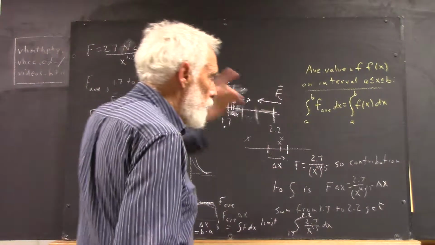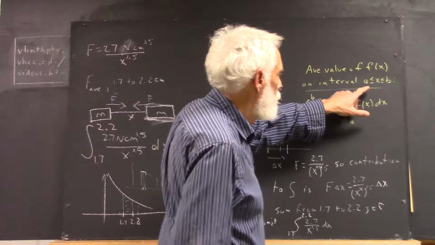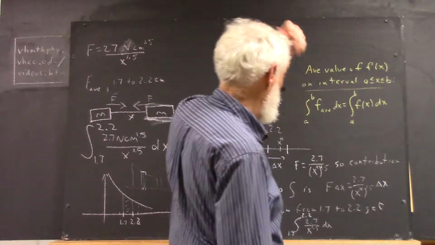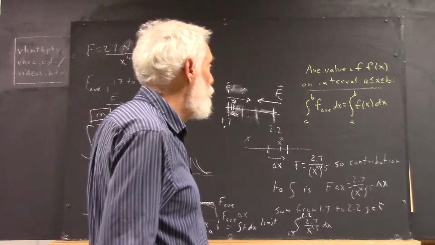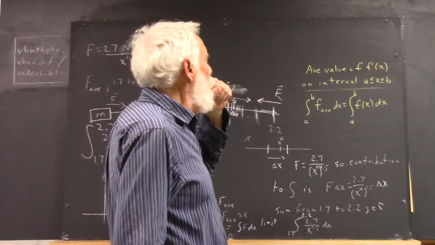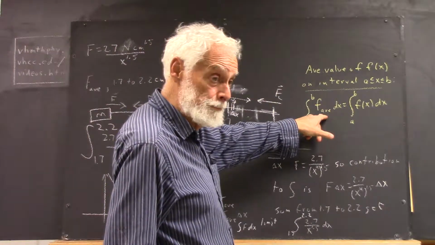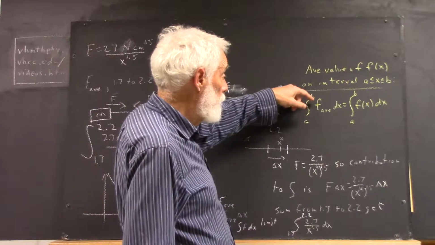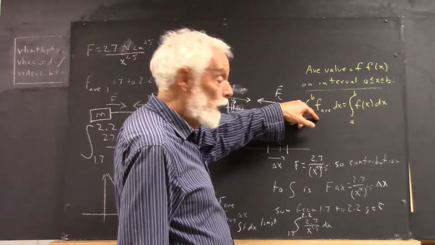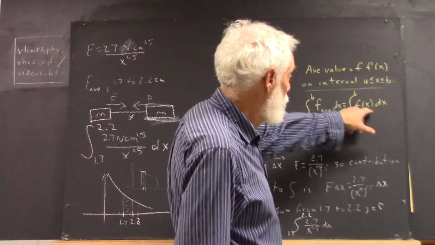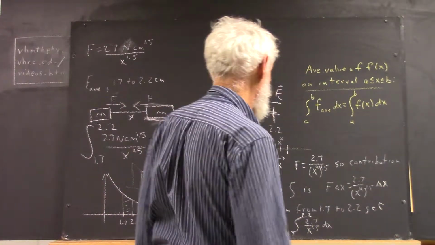The average value of a function f of x on an interval from a to b, assuming f of x is properly defined on the interval and so forth, is the number f average such that the integral from a to b of that number, the average value, times dx is equal to the integral of f of x with respect to x.